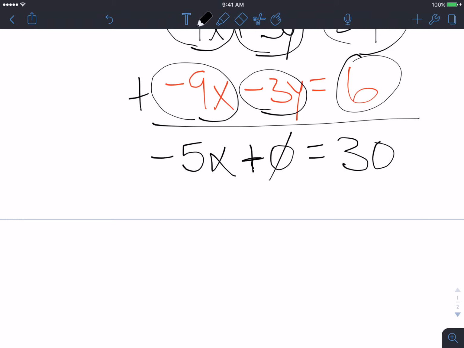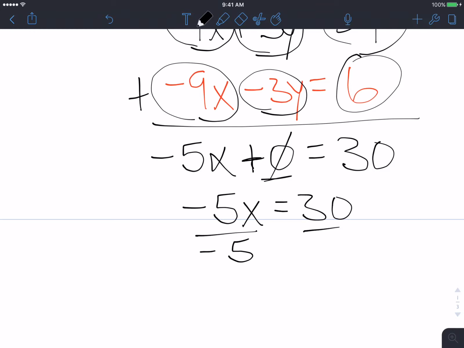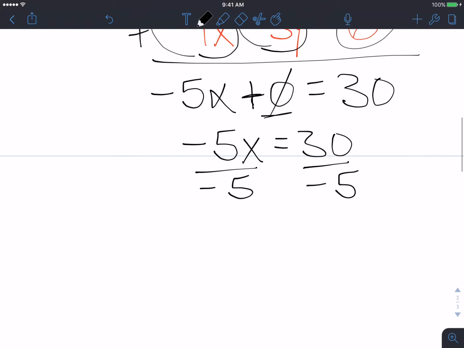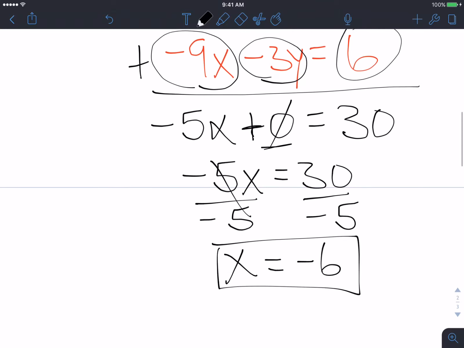Okay? So let's rewrite this, because I like to get rid of the 0 and I like it to look nicer than this. So negative 5x equals 30. Okay? Now we're just going to solve for x. So we're going to divide by negative 5. Cancel. X equals 30 divided by negative 5 is negative 6. And there's your x. Negative 6.